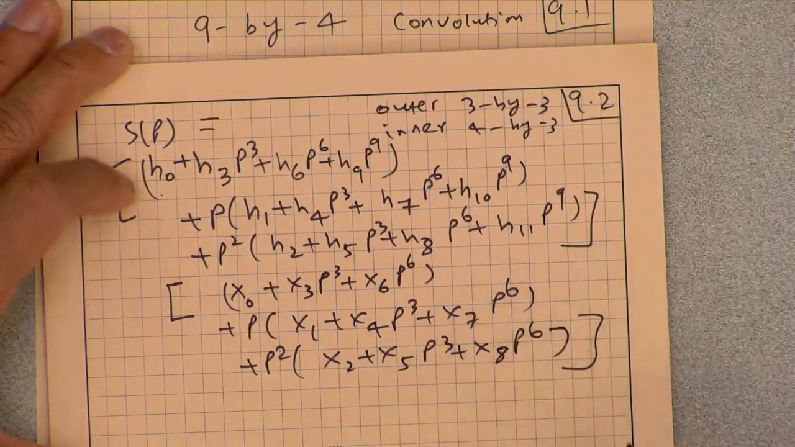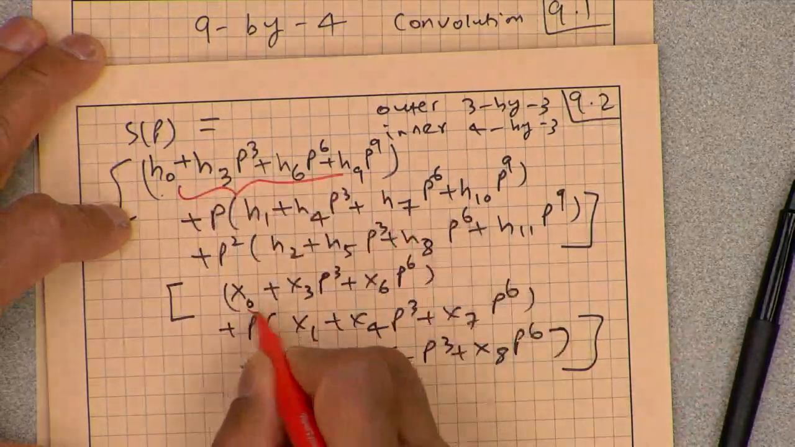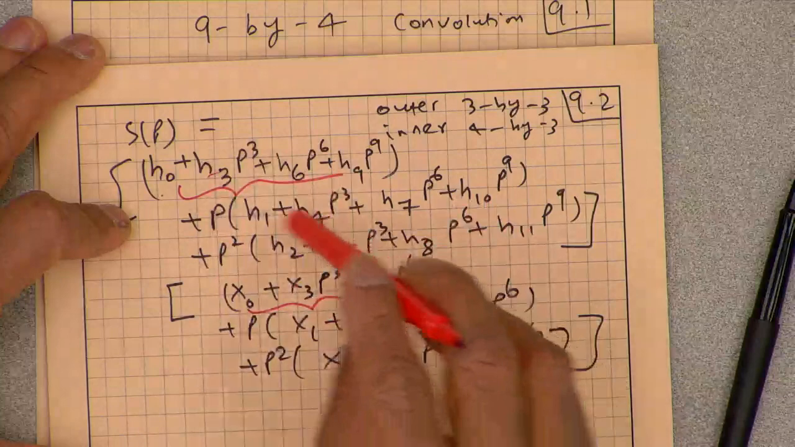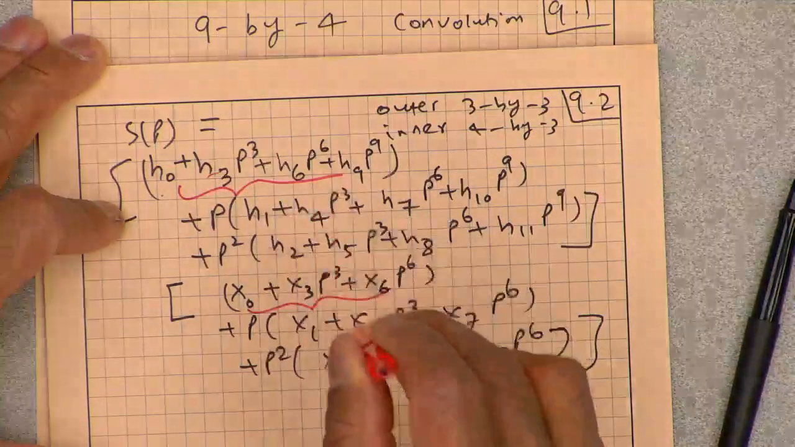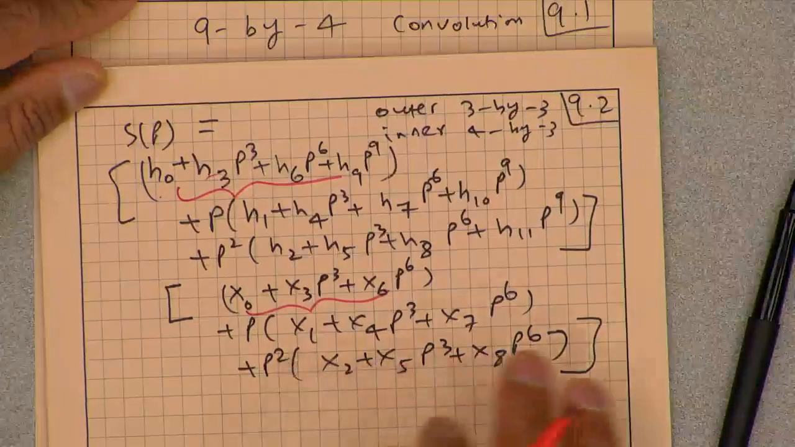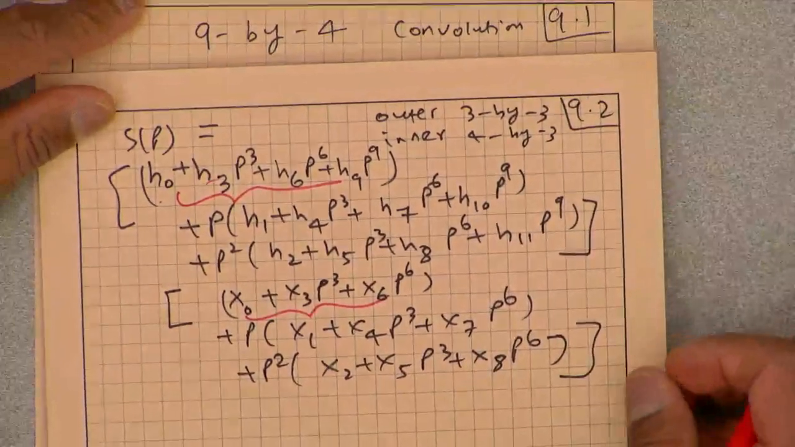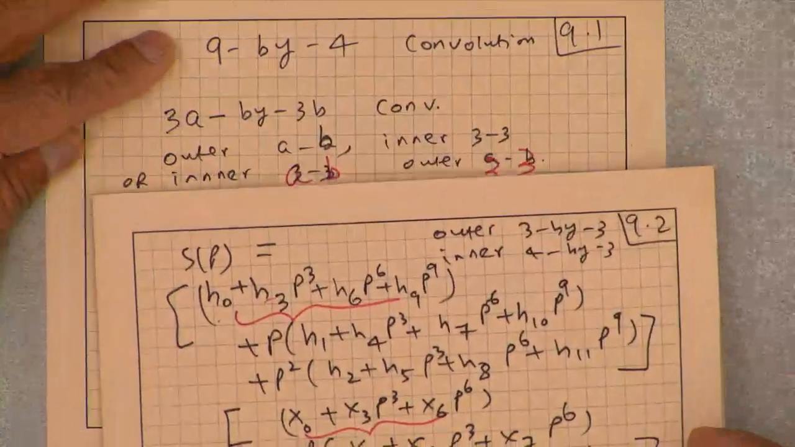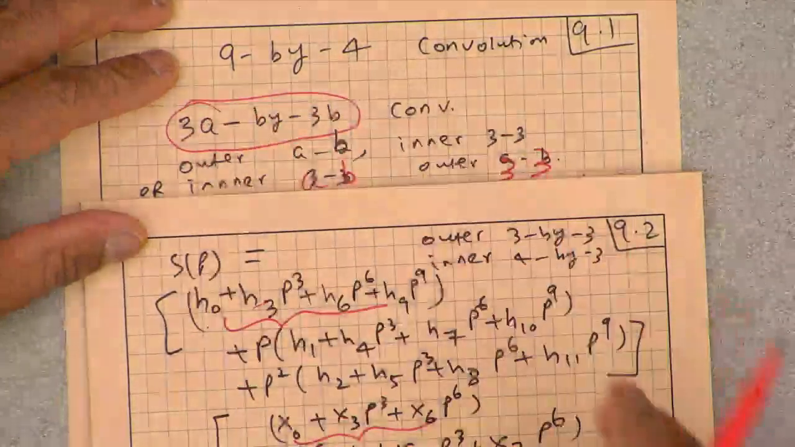Okay, so now if you look at this, the inner convolution is going to be 4 by 3, 4 terms here and 3 terms here. At the outer layer we have 3, 1, 2, 3, 1, 2, 3, so that's 3 by 3. So the key observation here is that in order to apply iterated convolution, there must be a common factor that we can take outside. So in this example I chose 3 as a common factor.